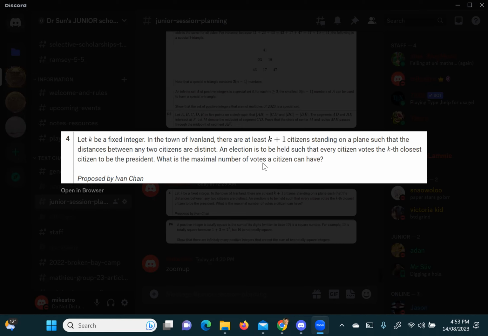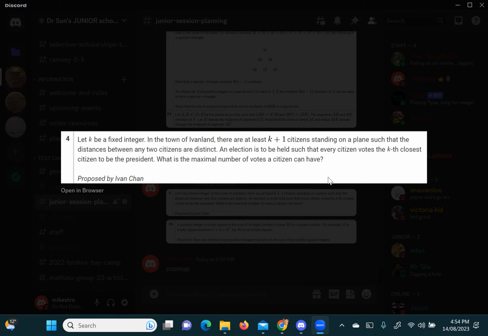So let k be a fixed integer. There are at least k plus one citizens on the plane such that the distances between any two citizens are distinct. An election is to be held such that every citizen votes for the kth closest citizen to be president. What is the maximum number of votes a citizen can have?